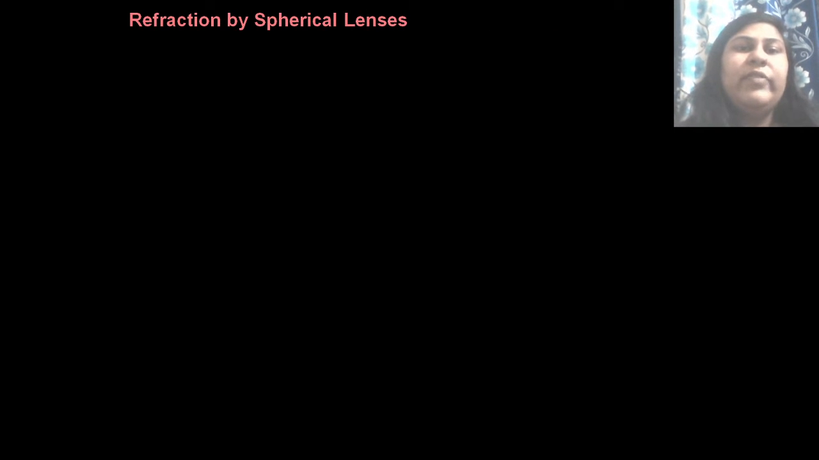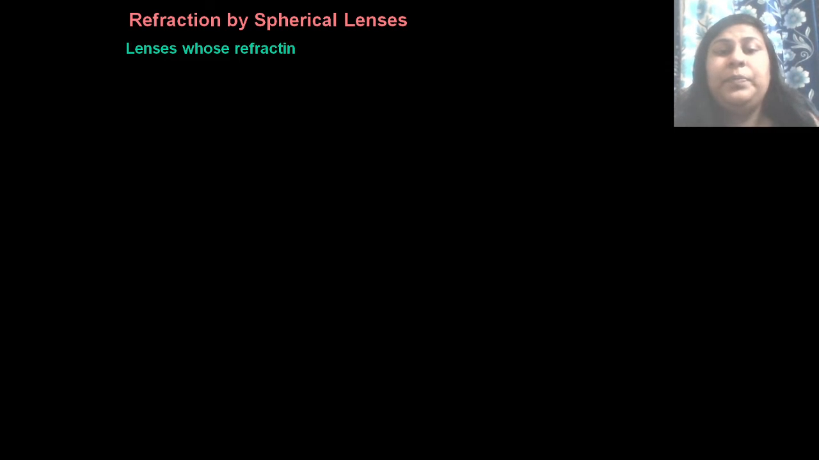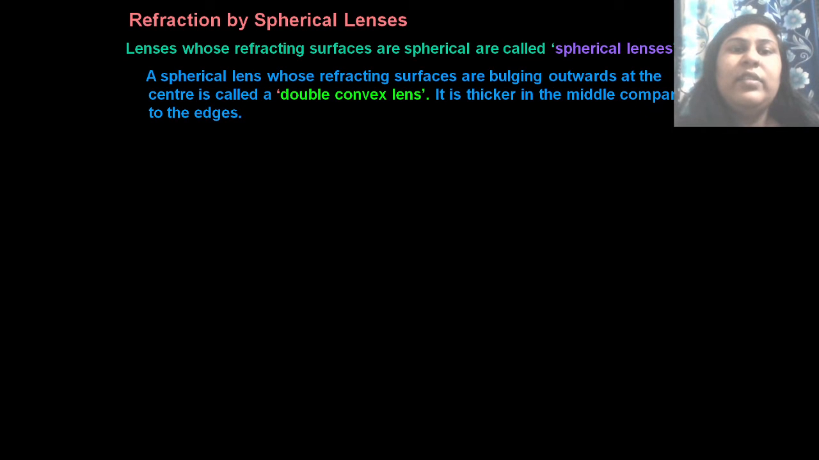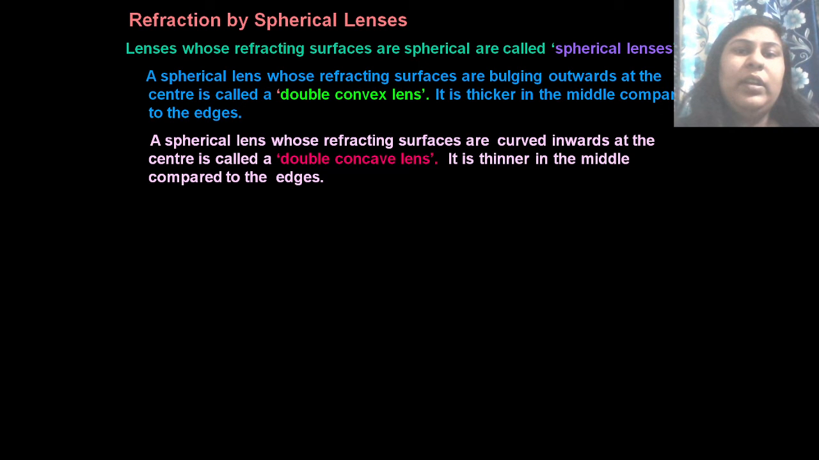Now the next topic is refraction by spherical lenses. In the reflection part we studied spherical mirrors, so in the refraction part we are going to study spherical lenses. Lenses whose refracting surfaces are spherical are called spherical lenses. First one is the double convex lens. A double convex lens has bulging outward surfaces, and it is thicker in the middle as compared to the edges.